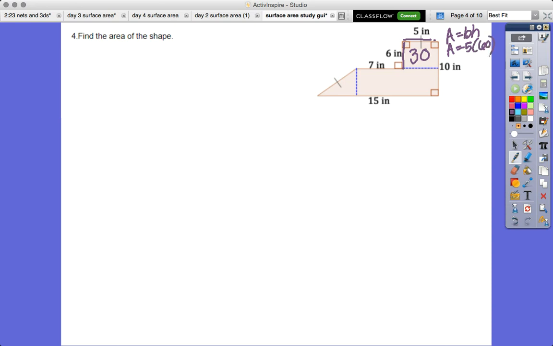So now we need to find the area of this part. Now we know that 15 is the length of this entire thing, all right? This piece is 7 and this piece is 5, so that makes 15.